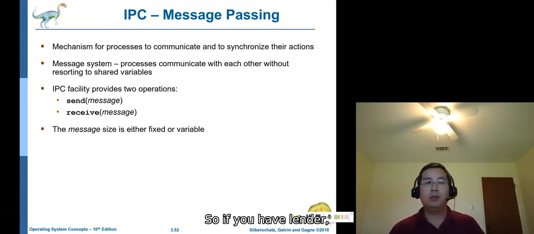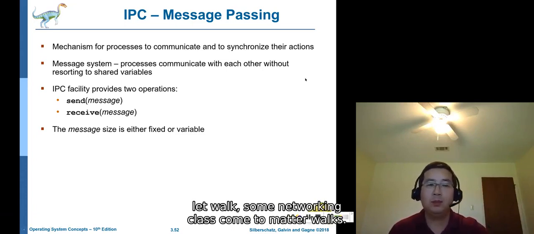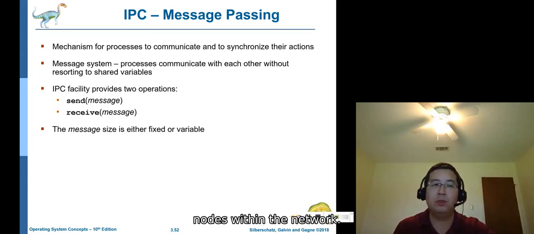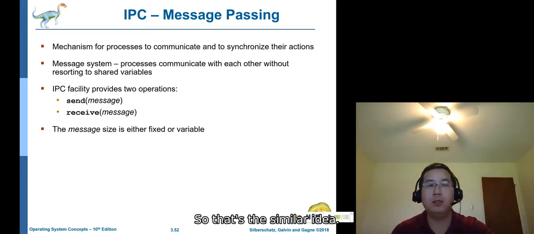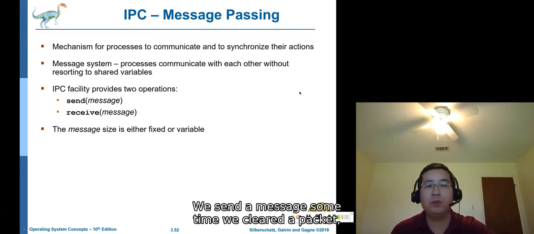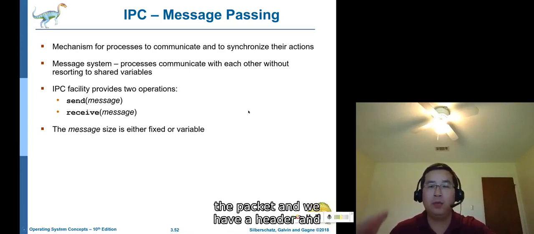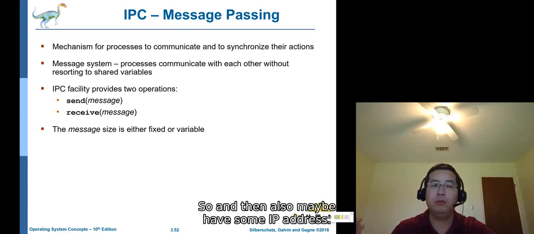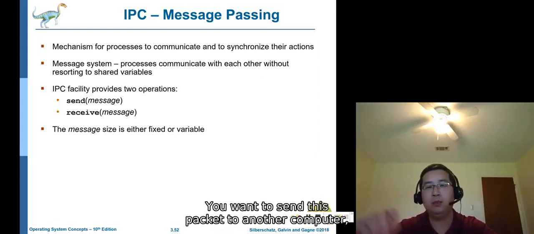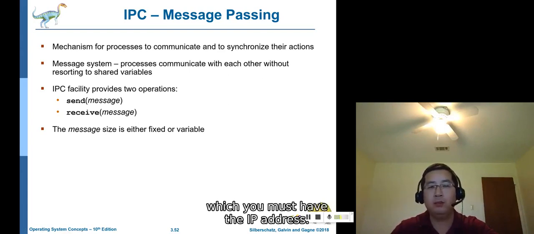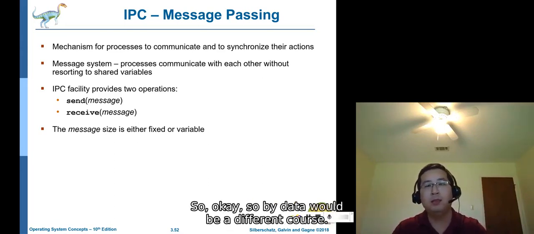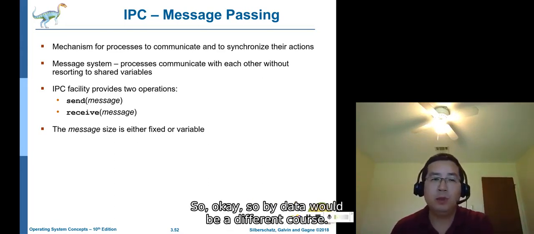If you have taken a networking class, computer networks, it mentions how we can communicate between different nodes within a network. That's a similar idea. We send a message, sometimes called a packet. In a packet we have a header, the message contents, and the ending. It may also have an IP address: to send this packet to another computer, you must have the IP address and also the port number. But that will be a different course.